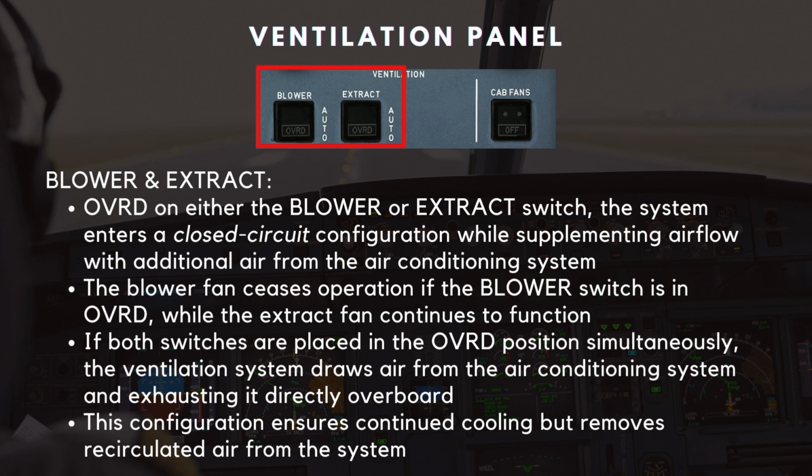However, if both switches are placed in the override position simultaneously, the ventilation system completely alters its operation, drawing air from the air conditioning system and exhausting it directly overboard. This configuration ensures continued cooling, but removes recirculated air from the system.